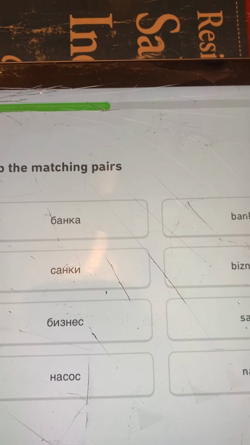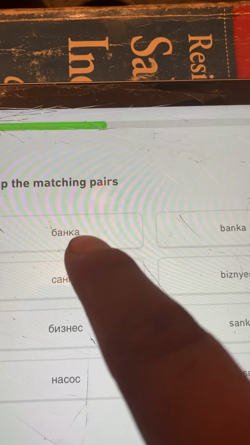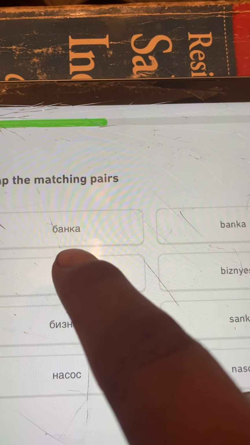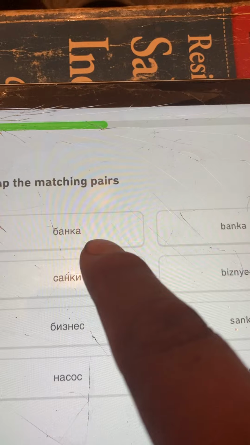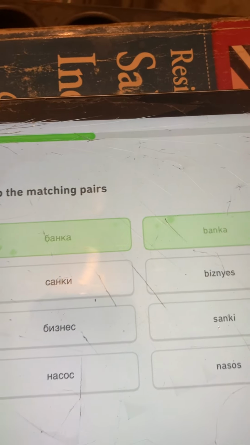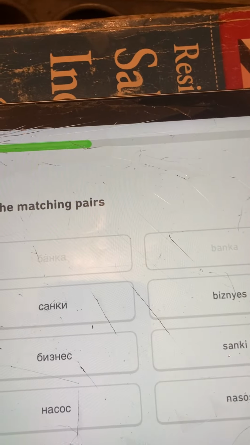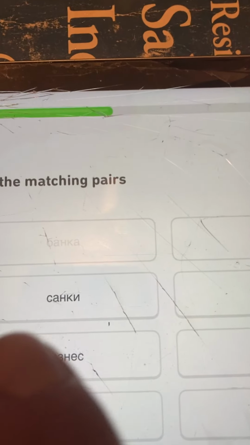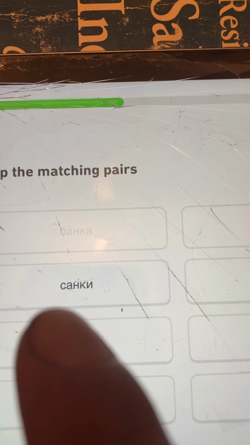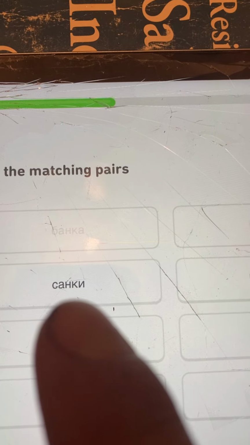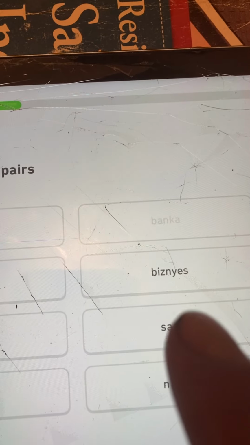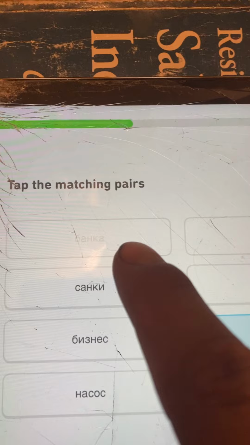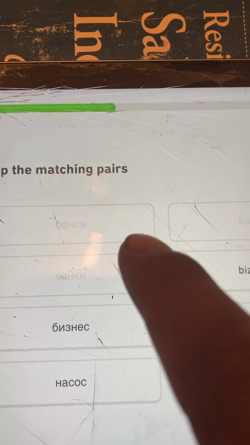Select the matching pairs. So let's start from the top. We got a B, an A. The H, I believe, was an N, and the KA. So we have a banka. Got it. We have a C that's going to sound like an S. Sanki.